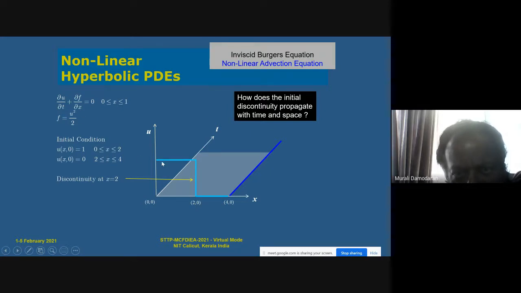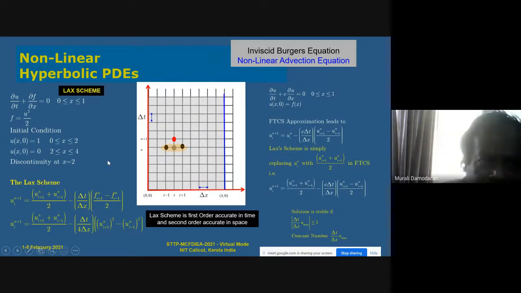At different t, you will see this progressing along. I want to know how this initial discontinuity propagates. Will it remain the same? Will it get dissipated? That was the question people were asking at the time. The Lax scheme was one of the first to capture the discontinuity. He put this in a conservative form. The non-conservative form would be del u del t plus u du dx, and F is u squared over 2.